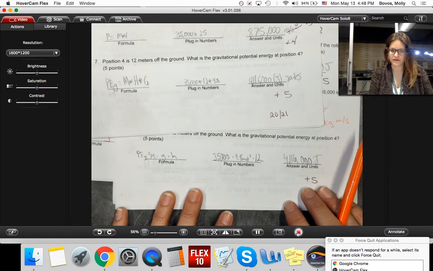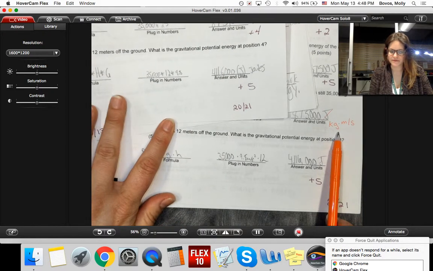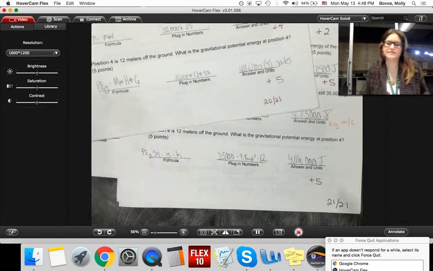So this value here, kilograms times meters per second. Okay, that is the end of this page.